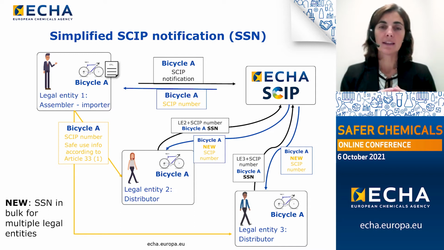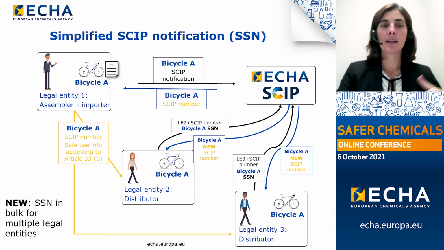This tool will be used mainly for distributors. Distributors receive an article and place on the market the same article without doing any change to it. So the idea here is that they can comply with their SCIP duty by making reference to the data that has been previously submitted. So they don't need to prepare a dossier. They just need to prepare some reference to the previously submitted data.